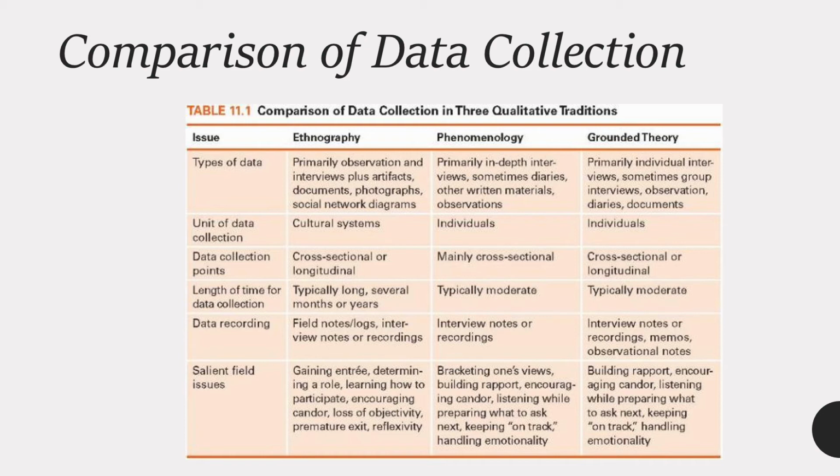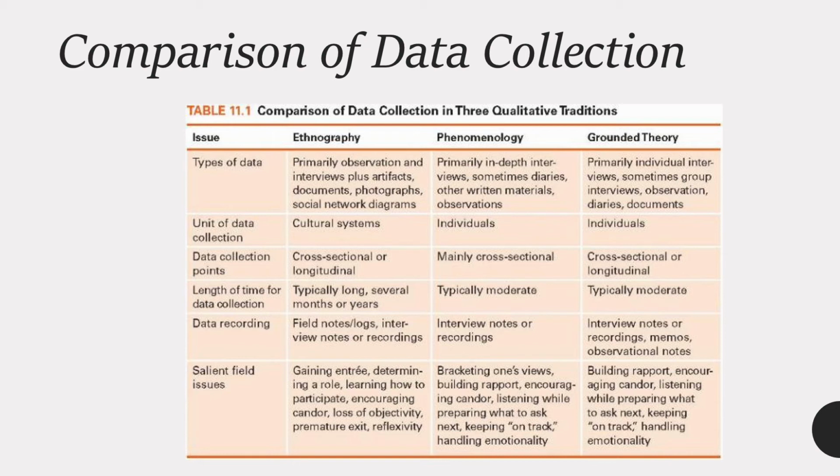If you read through this carefully, you will notice that some of it's fairly simple and similar, the type of data. It's primarily observations and interviews. You will notice in-depth interviews, sometimes diary, written materials, and in grounded theory, primarily individual interviews, sometimes group interviews, observation diaries, and documents. That's fairly similar. The unit of data collection is a little different. For ethnography, it's cultural systems. And for phenomenology and grounded theory, it's the individuals.